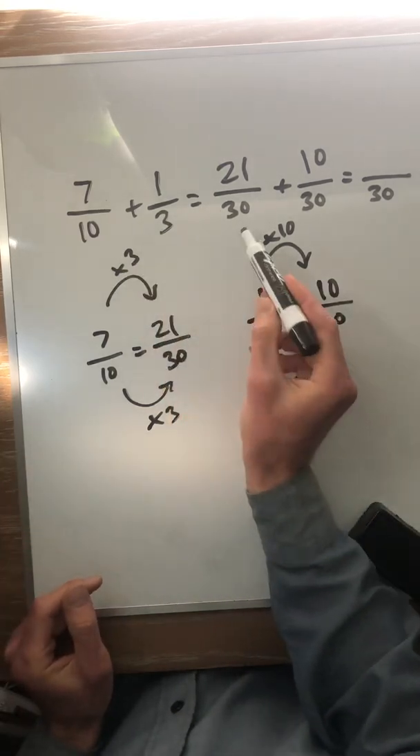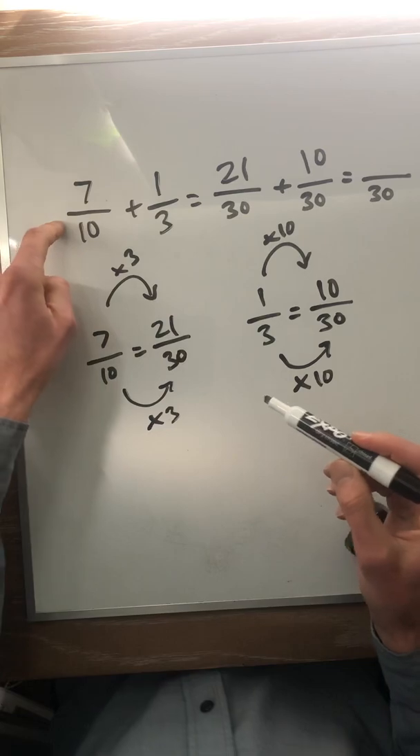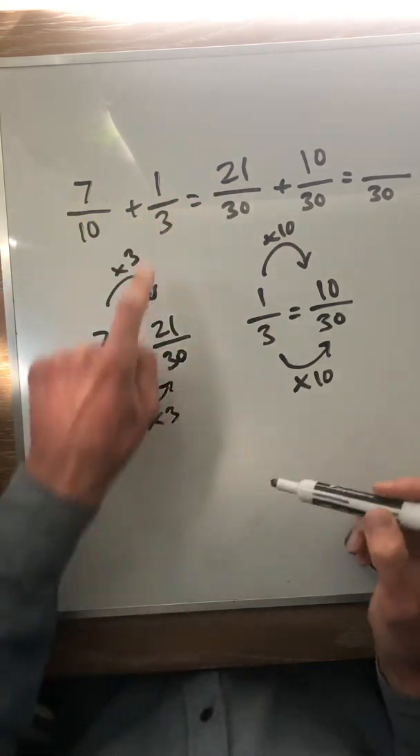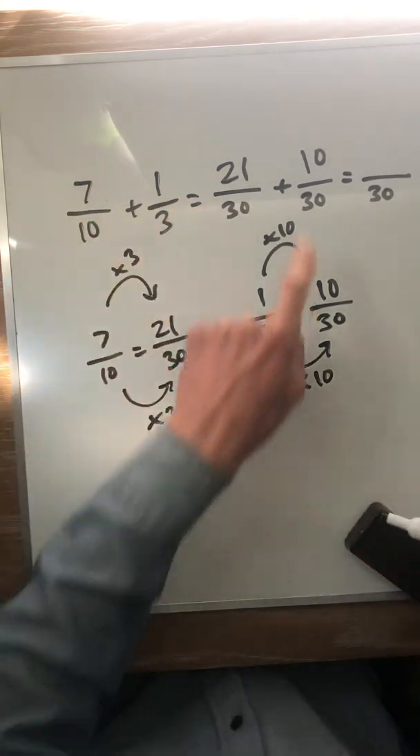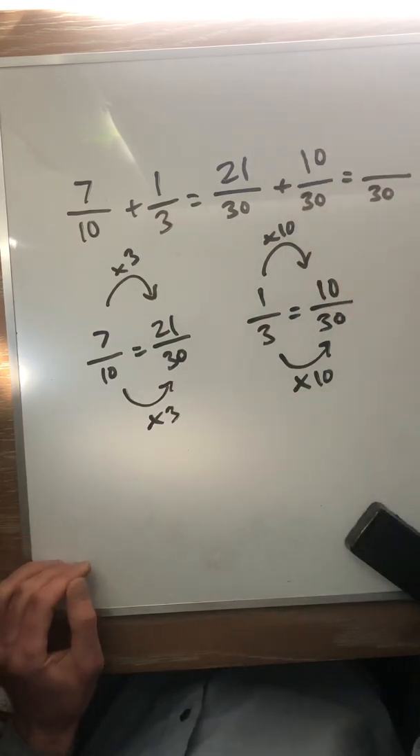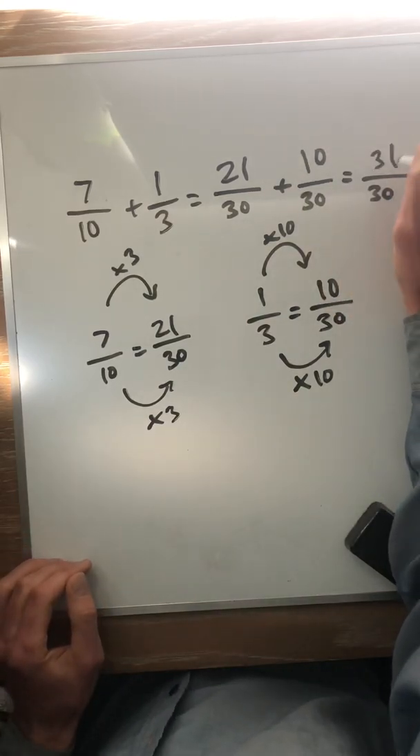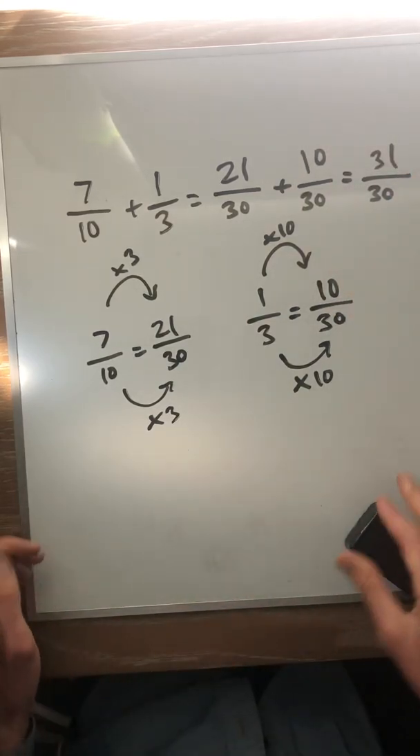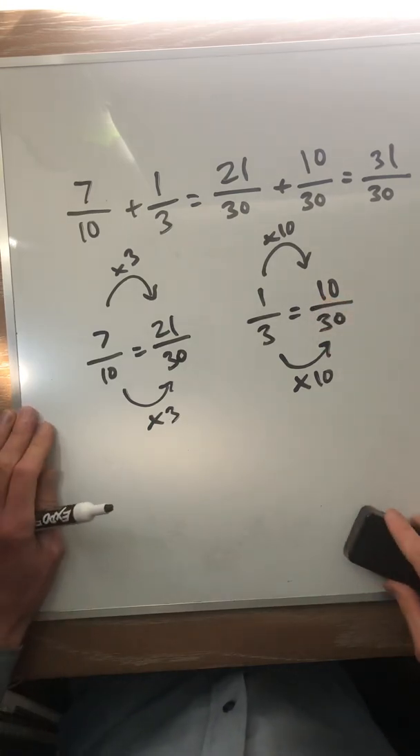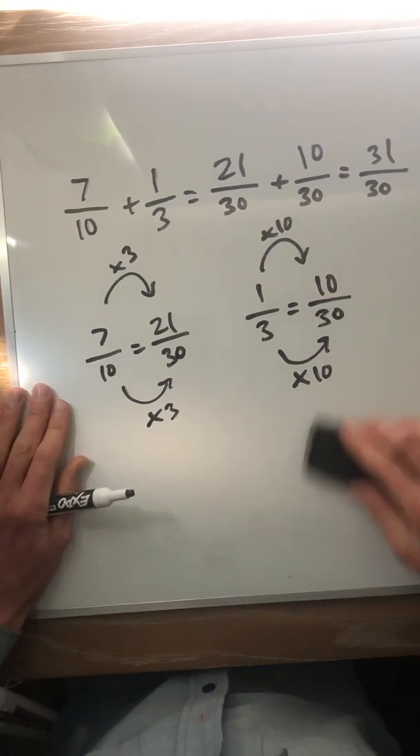Turn them into 30ths. Found out how many 30ths 7/10 was, 21/30. Found out how many 30ths 1/3 is. It's 10/30ths. Now just add them up. 21 plus 10 is 31. So for today, if you just put the answer is 31/30ths, I'm going to say nice job.